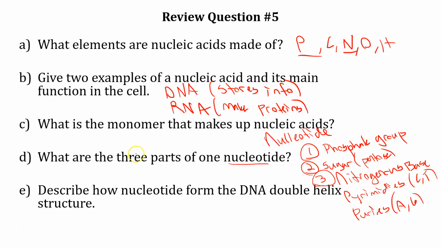Alright, describe how nucleotides form the DNA double helix. Well, basically you've got 2 chains, 2 lengths, and then there's a whole bunch of nitrogenous bases. The nitrogenous bases of one long chain are attracted to the series of nitrogenous bases on the other, and this is due to hydrogen bonding. So a C would be attached to a G. G's are always attached to C, and then A is always attached to T's. So that's how the chains are formed, and then it's going to bend in a circular fashion to form the double helix.